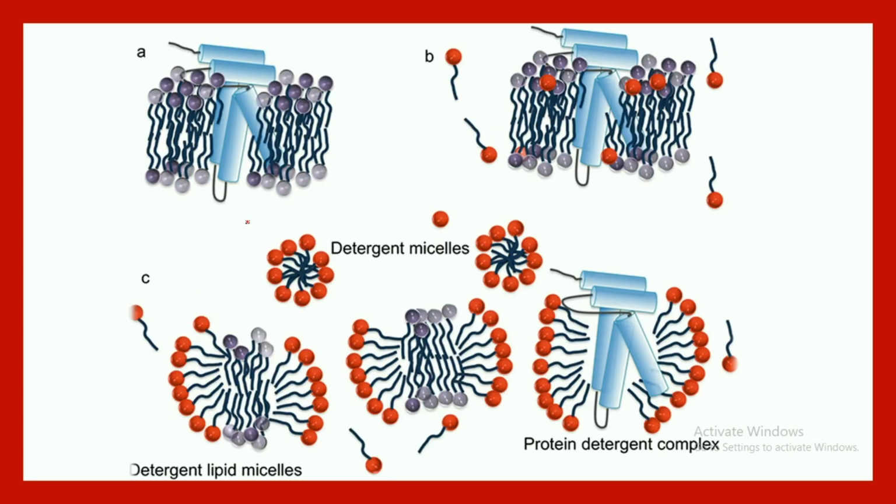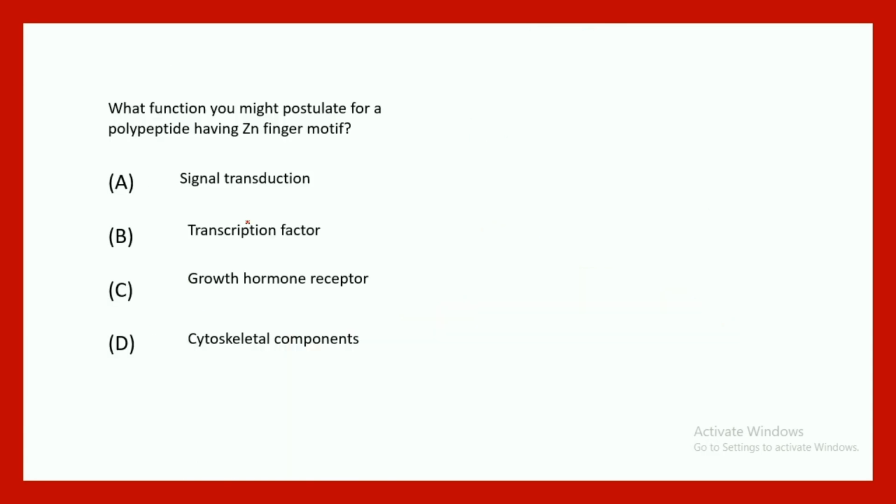So just to let you know that when we add detergent, the detergent micelle actually takes away the plasma membrane, and also detergent forms a coat around the proteins, and that is how the proteins could be isolated.